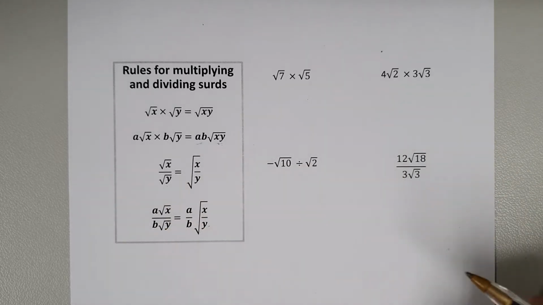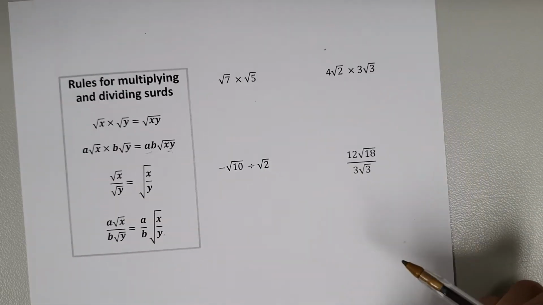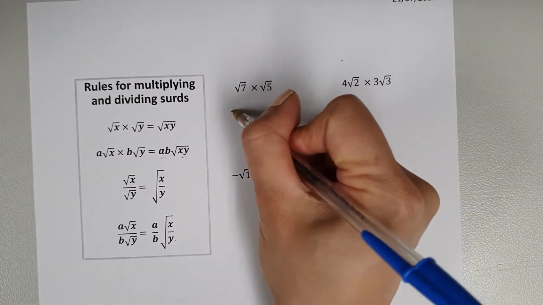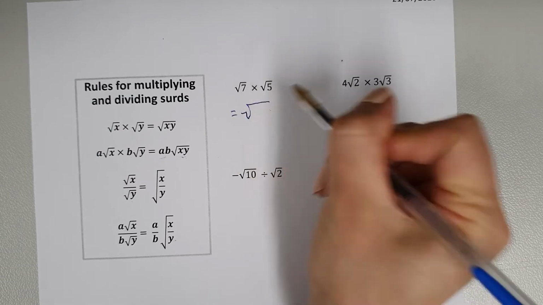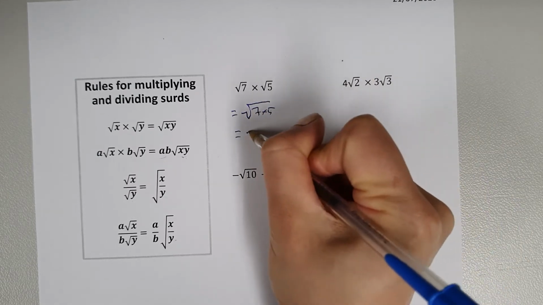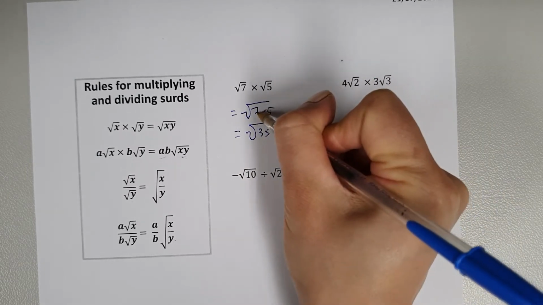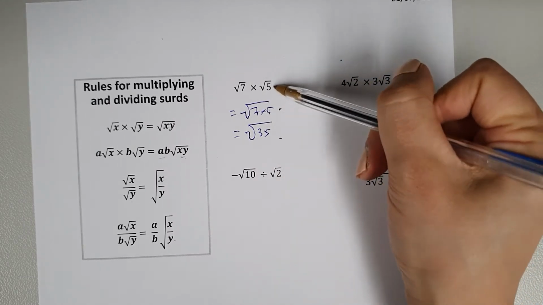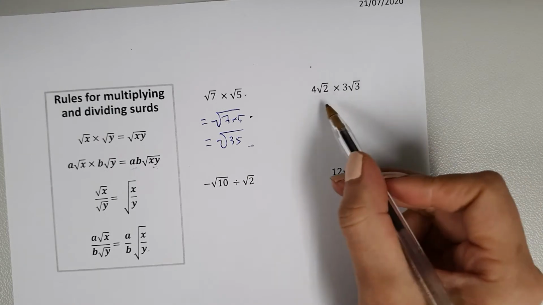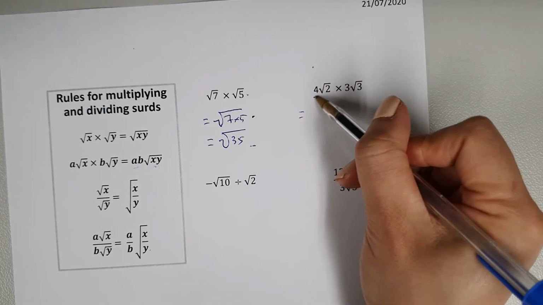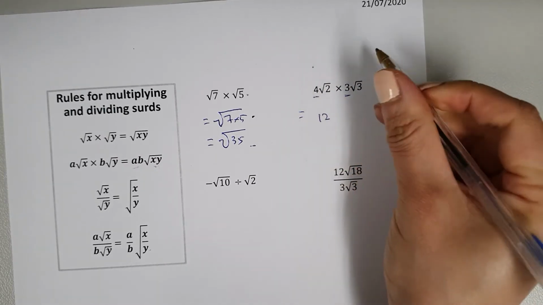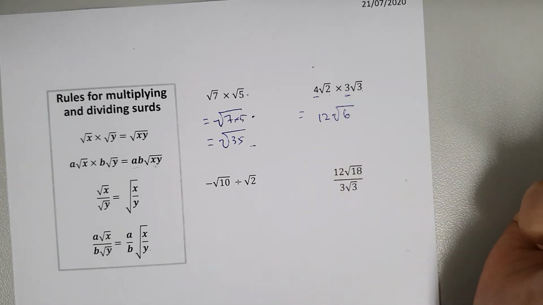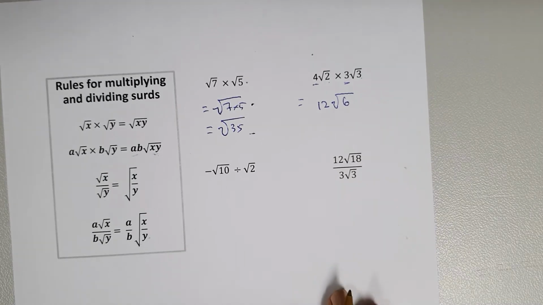So let's use these rules to solve these problems here. So this is pretty straightforward. Basically all you have to do is multiply 7 and 5 together, and that gives us 7 times 5, 35. Now you don't have to show this step, I'm just showing it to you here. You can simply just go straight from here to there. And over here, I know that on the outside I've got 4 times 3, which is 12, and on the inside 2 times 3, which is 6, and that's the best I could do. I can't simplify root 6 any further.